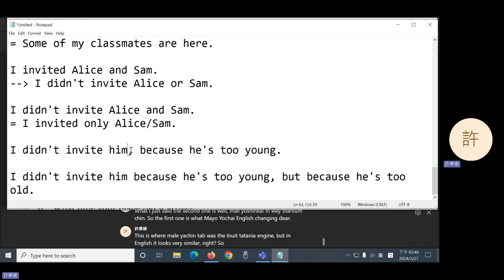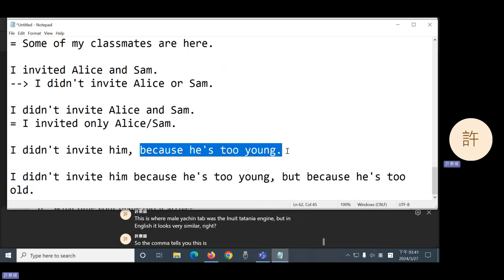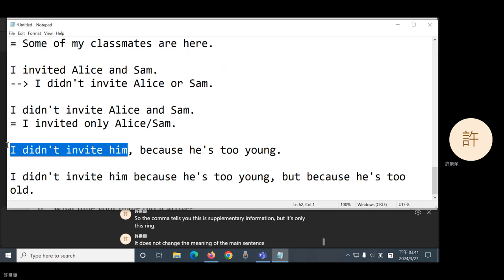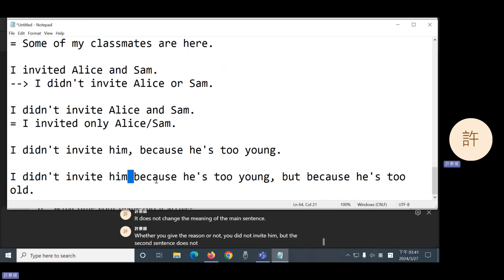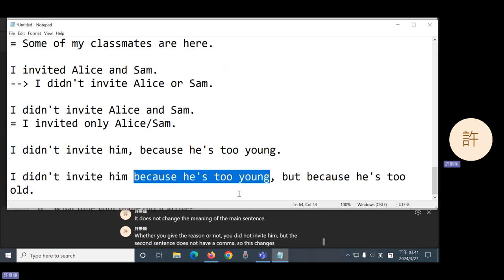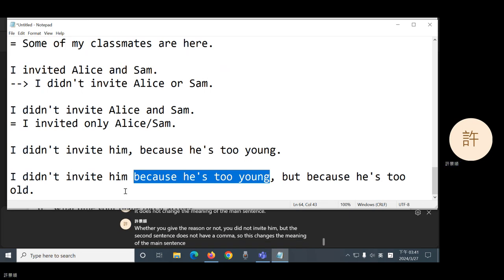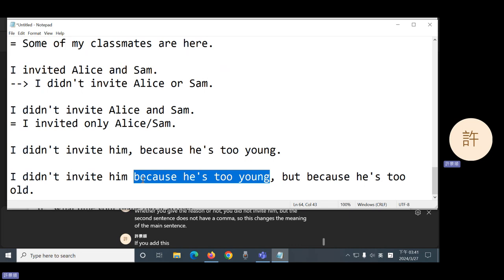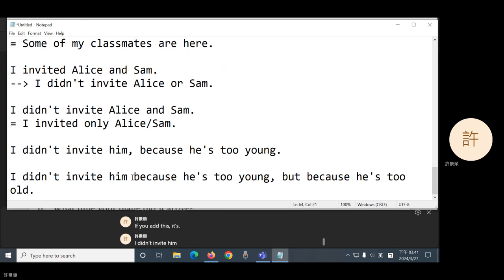Right, so the comma tells you this is supplementary information, 补充资讯. It does not change the meaning of the main sentence. Whether you give the reason or not, you did not invite him. But the second sentence does not have a comma, so this changes the meaning of the main sentence. If you add this, it's, I didn't invite him. Oh, sorry, I built the sentence wrong. 我那个句子建立起来的时候建错了. Let me figure this out and I'll give you a 10-minute break. We'll continue after the break.